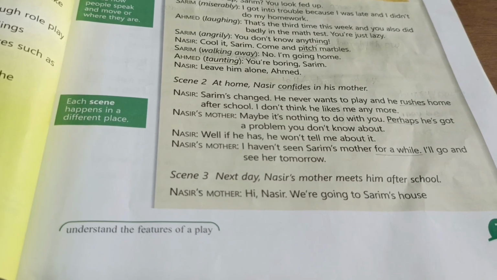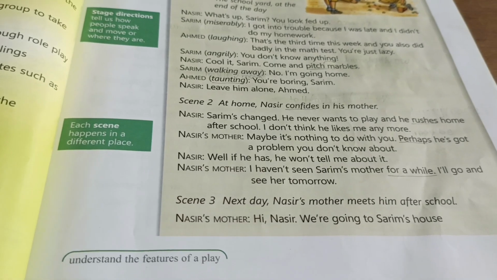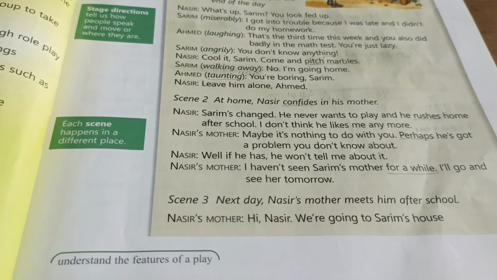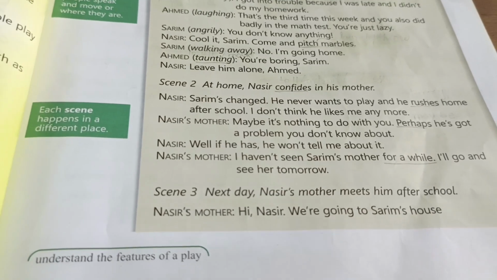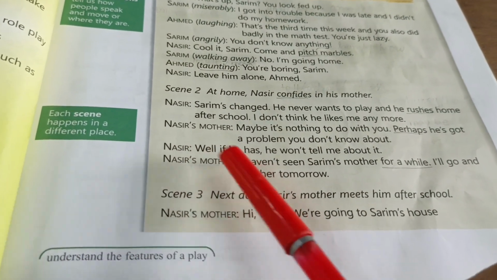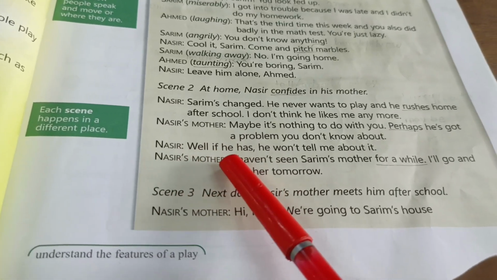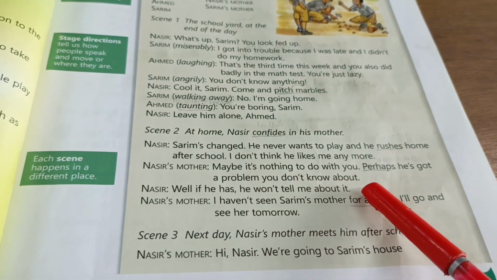Why are you bothering yourself? Why are you thinking that he is angry and he doesn't want to be your friend, he doesn't want to play with you? There might be another reason. We will figure it out. Just don't stress yourself. Okay, so what does Nasir say in return? He's saying if he has a problem, he won't tell me about it. He is not going to tell me about his problem.